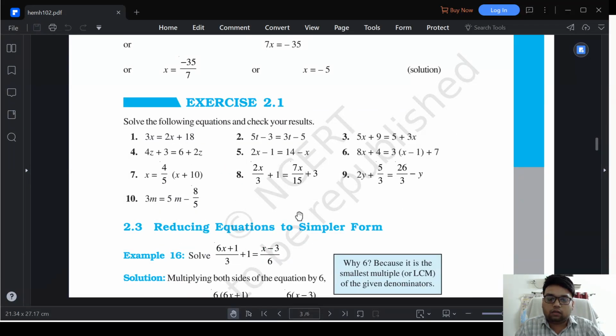Let us solve the exercise. We have to solve some exercises. Here I am taking some tricky problems of your exercise, like question number 6. What does question number 6 say? 8x plus 4 is equal to 3x minus 1 plus 7. Another example is here. Let us solve this in the sheet.